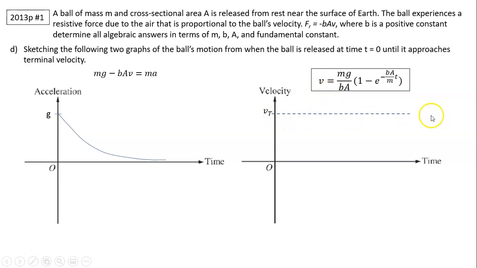So v has a maximum value, which is terminal velocity. And the graph looks like this. It curves up because the slope of this graph represents acceleration. We know acceleration is decreasing. So that's why the shape looks like this.